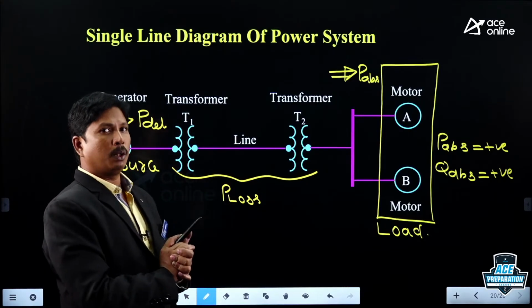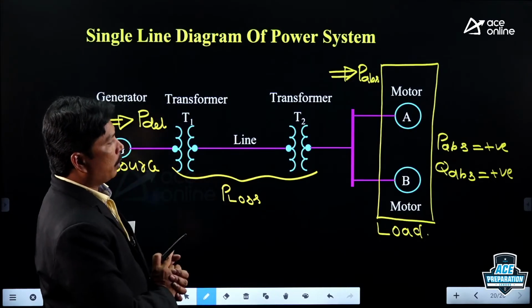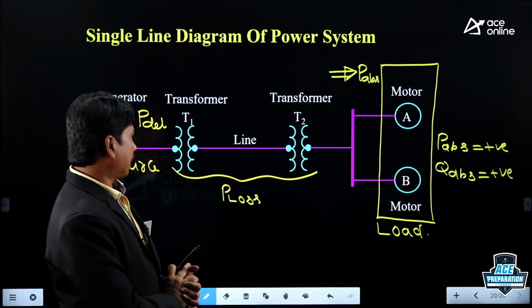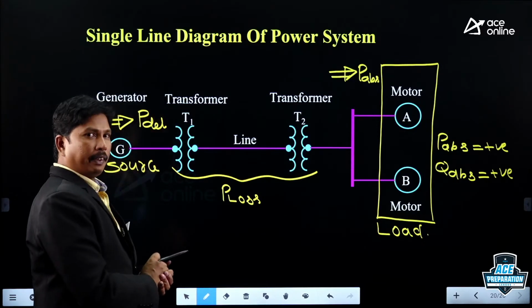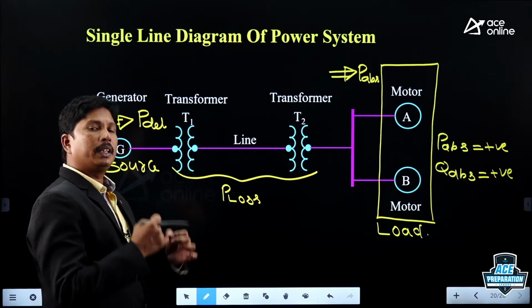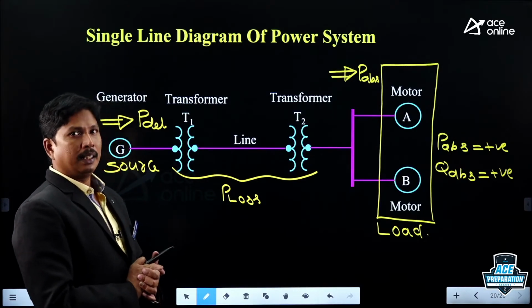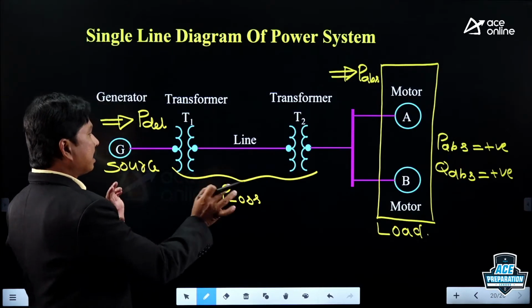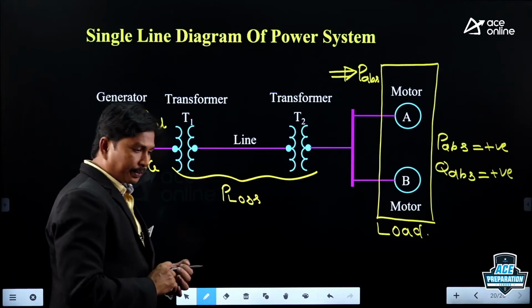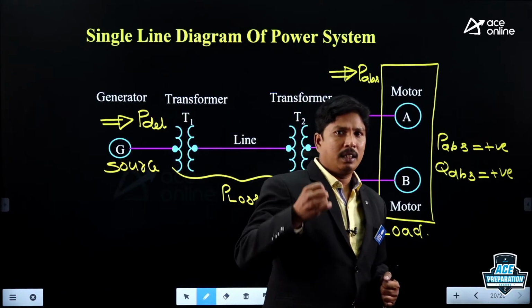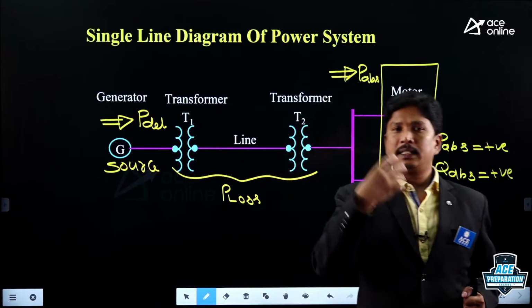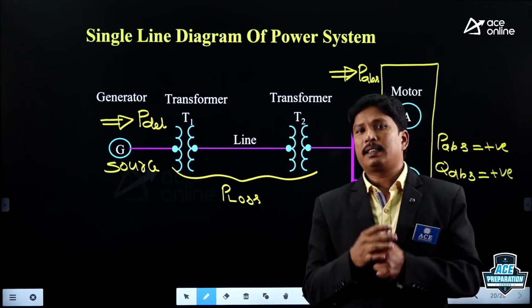But most possible loads are inductive loads, so they are going to take active power and reactive power. And the generator we can take as a synchronous generator, which is able to deliver both active power and reactive power. Based on the supply, we have 2 types of generators. One is the DC generator and the other one is the AC generator.